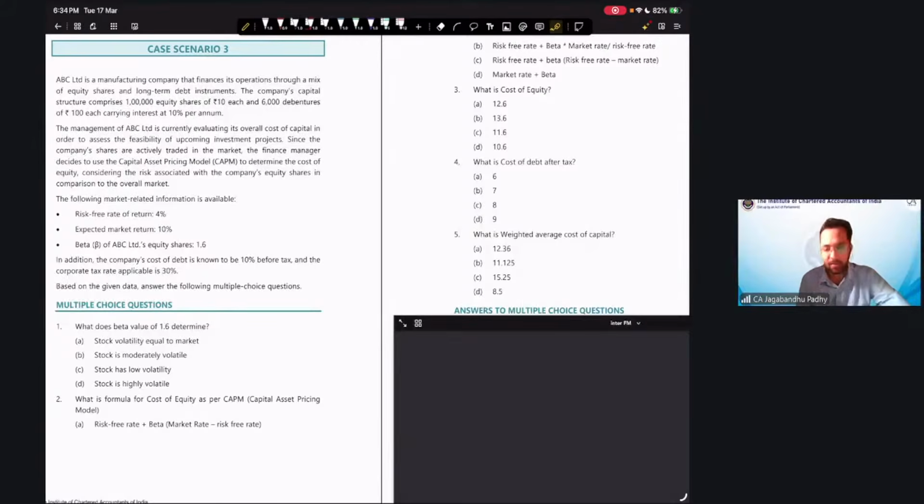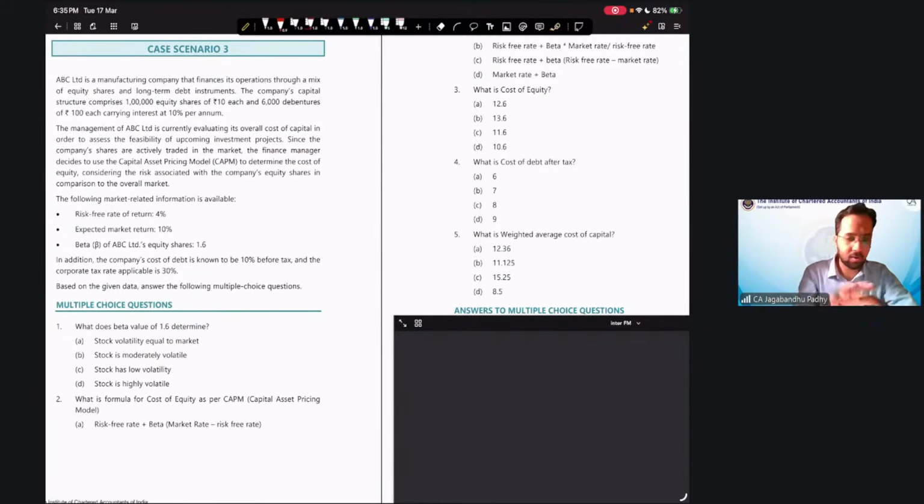So for weighted average cost of capital, we need to look at the company's capital structure comprised of equity shares and 6,000 debentures. So weightage is what? 6 lakh and 10 lakh. So 10 is to 6 is the ratio. So 10 out of 16 into 13.6 plus 6 out of 16.